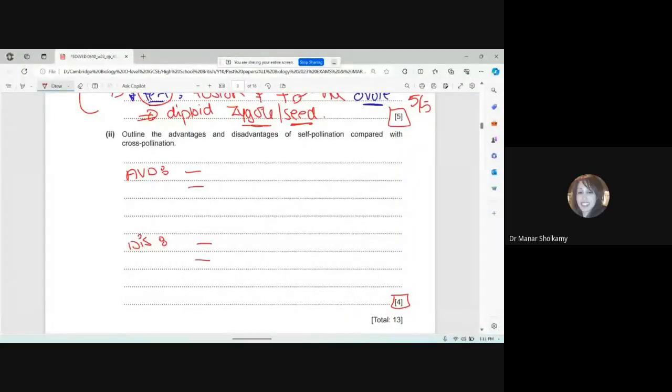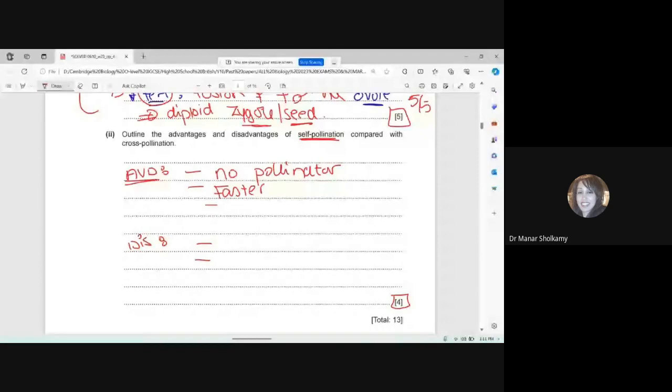Okay. Tell me, what are the advantages of self-pollination? I'm pollinating myself. It doesn't require a pollinator. Very good. I do not need a pollinator. No pollinator. I can pollinate myself. What else? Another advantage. Fast. It is faster, of course, less energy needed. I'm pollinating myself. I want another advantage, huh? In case this question is out of 6 marks, not 4.